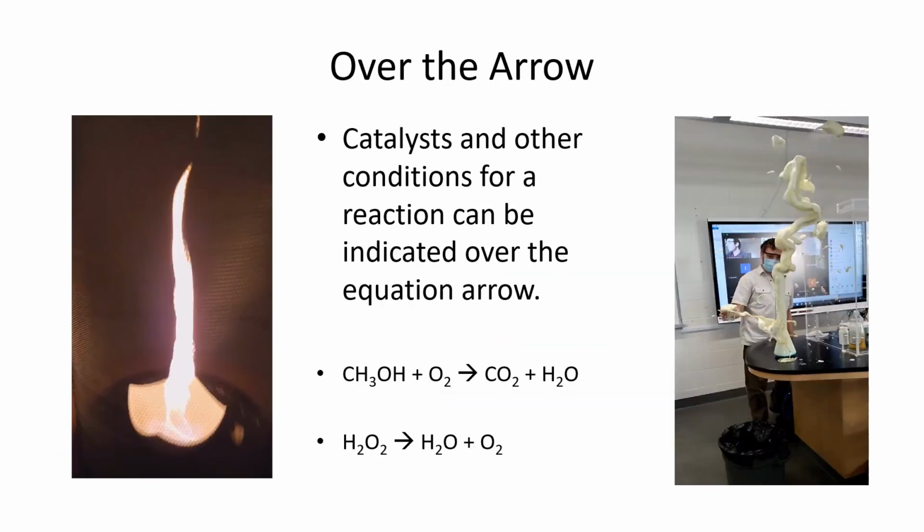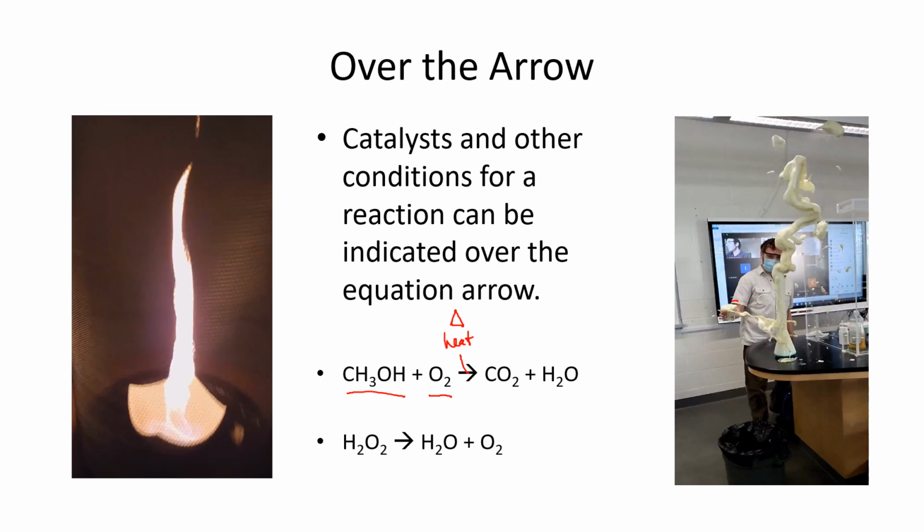Alrighty, so over top of the arrow, sometimes you can add conditions that are needed for a chemical reaction to take place. Obviously, if I take some methanol here and oxygen and just pour it into a dish, it's not going to work. So to get a chemical reaction like this going, you're going to need some heat. So you can write the word heat over there, or sometimes they use a triangle to indicate heat.